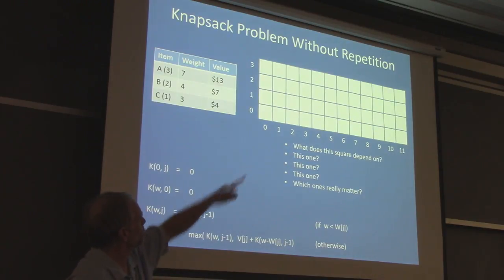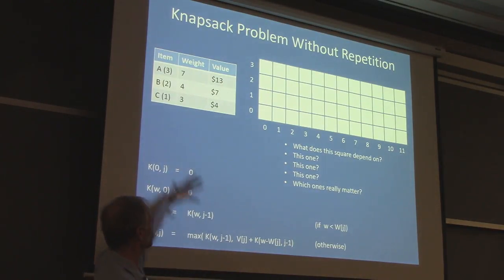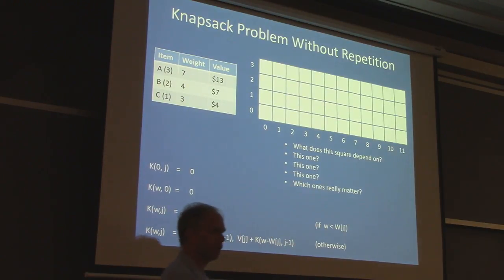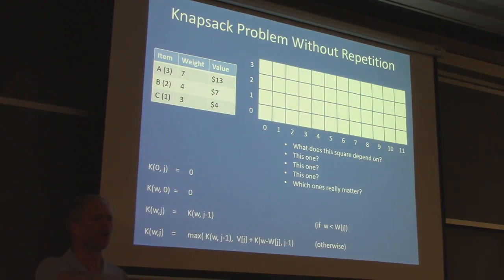If you're only interested in computing, suppose you did this recursively. You just took this recursive definition, you called k of 11, 3. Which squares would the recursive solution solve?